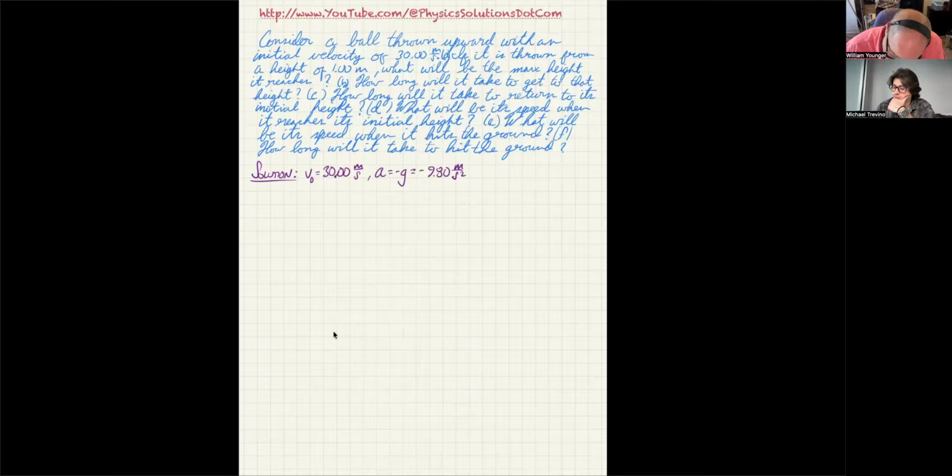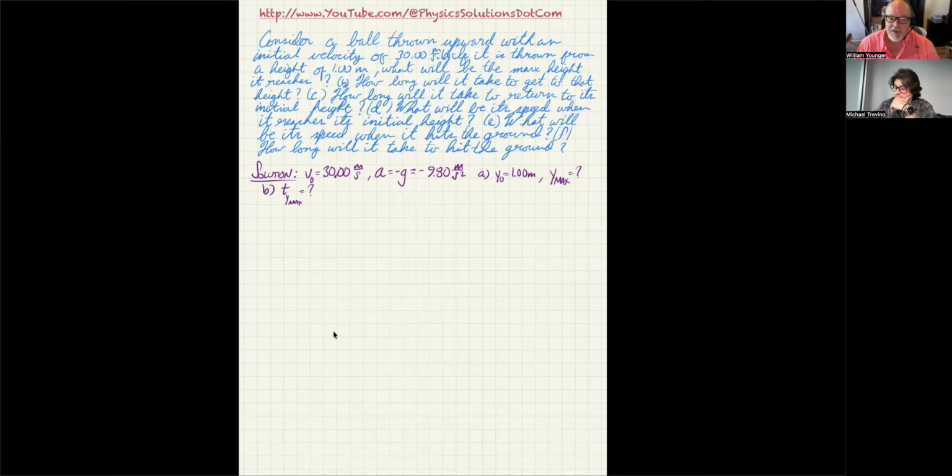It says for part A, they want to know if it is thrown from a height of 1 meter, what will be the max height? So we know, for instance, y0 equals 1.00 meters. And what we want to know is what's its max height. So we want to know y max equals question mark. That's part A. Part B, it says, how long will it take to get to that height? So I'm going to say t at y max is equal to question mark.